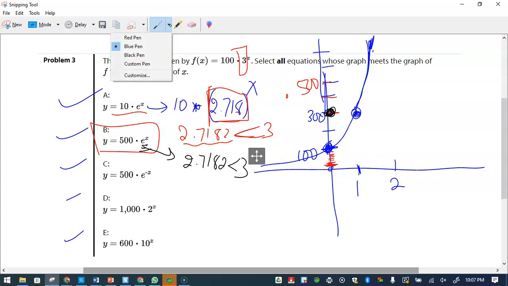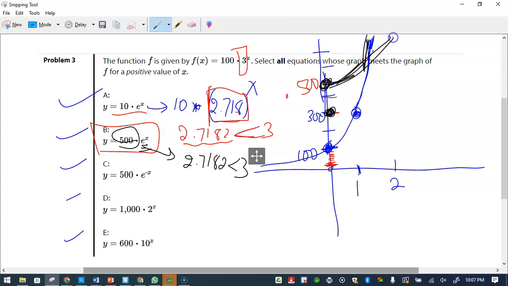The second one starts at 500, so that's 500. It starts here, and then this growth factor is faster, right? The blue ones. This will be maybe going somewhere. It's going to meet because the growth factor of this one is e, 2 point something, which is less than 3.